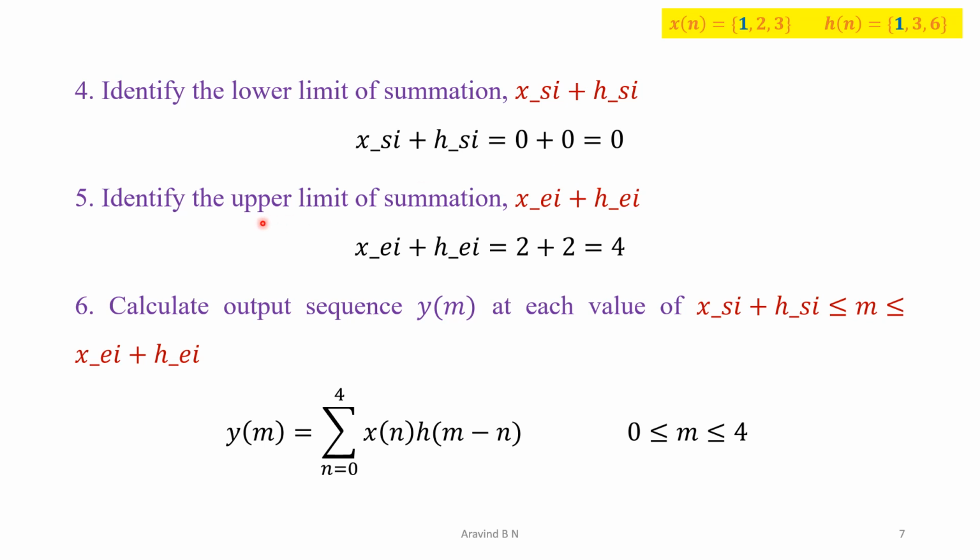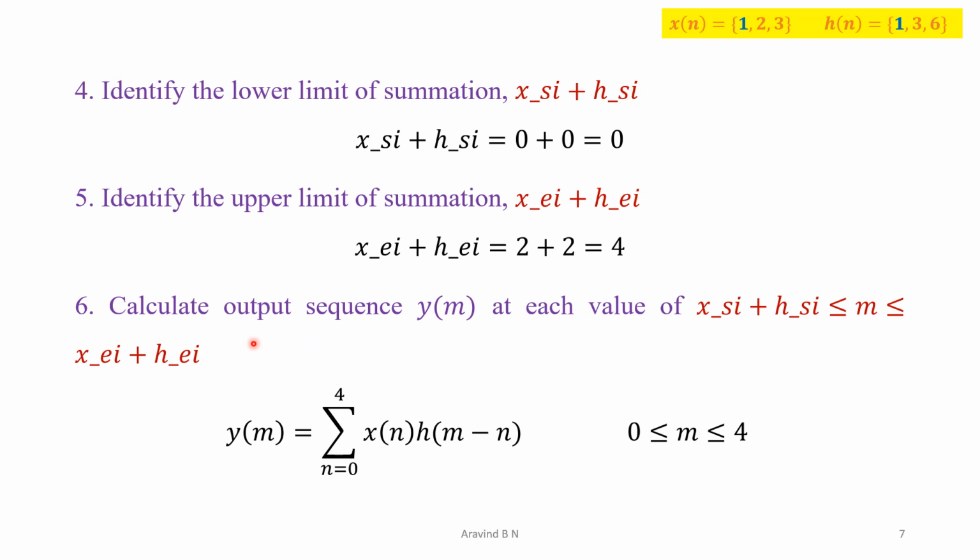Now, which is the ending point of the summation? That is step 5. Identify the upper limit of the summation given by x underscore ei plus h underscore ei. These are identified previously and they are equal to 2. Therefore, 2 plus 2 is equal to 4. So the summation upper limit is going to be 4.